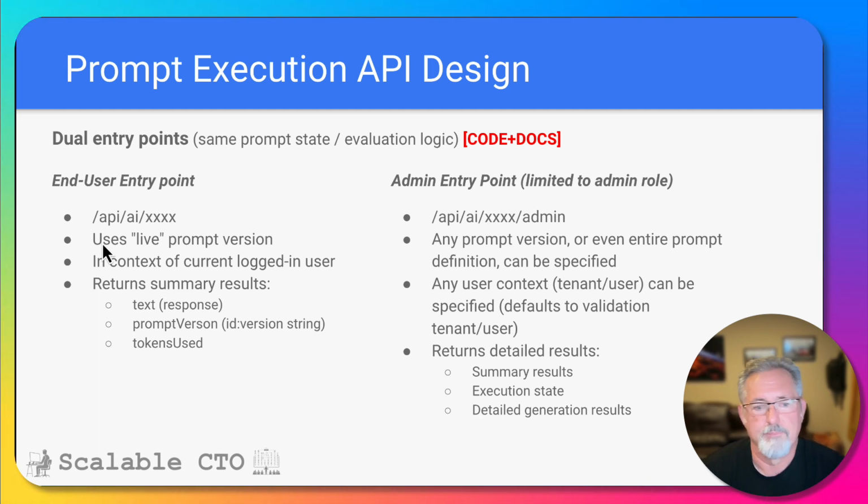Pretty straightforward. The admin entry point, you can use any prompt version that's registered, and you can even give it an entire prompt definition base64 encoded. So you can test any prompt combination that you want. You can use any user context that you want. You can override your current user or the default validation user. So you can do this in the context of any user.